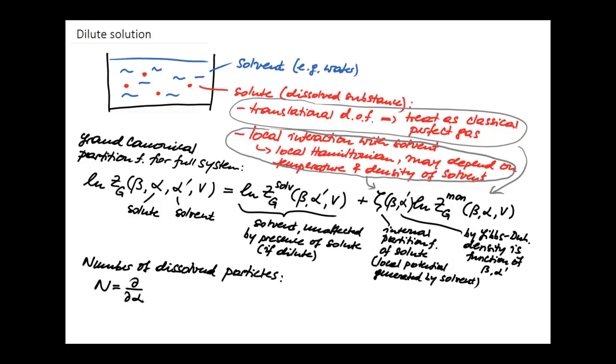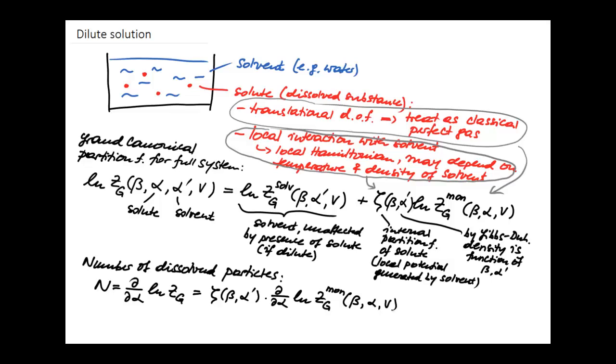We said alpha relates to the solute, so partial with respect to alpha of the log of the grand canonical partition function, the full grand canonical partition function. The first term doesn't depend on alpha. It only depends on alpha primed. The second term has this prefactor zeta, and the zeta doesn't depend on alpha either. Only the log of the partition function of the monatomic gas depends on alpha. So we have the zeta that remains unchanged, and then the partial with respect to alpha of the log grand canonical partition function of the monatomic gas with variables beta, alpha, and v.